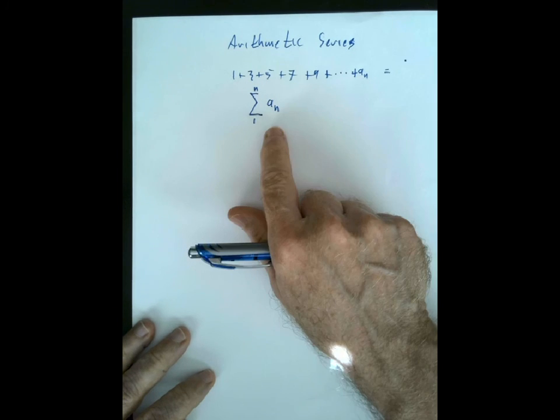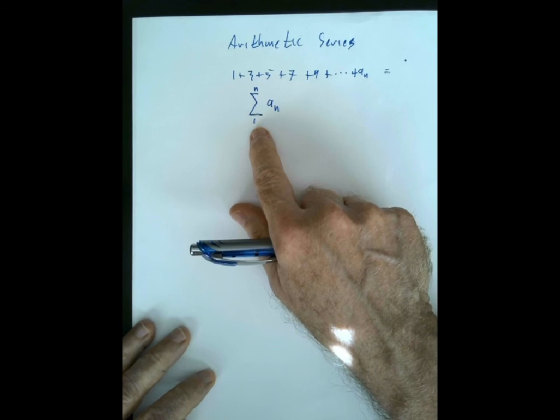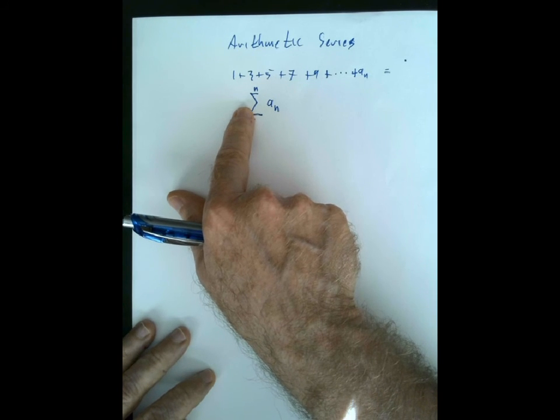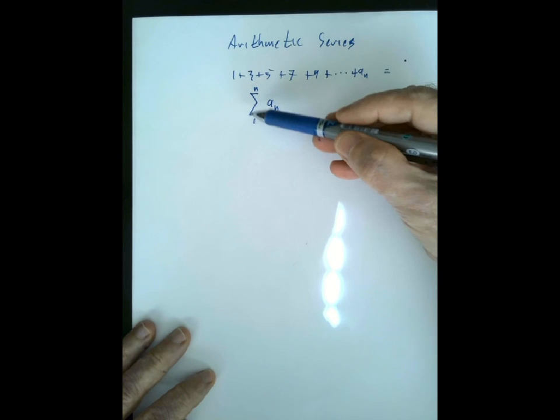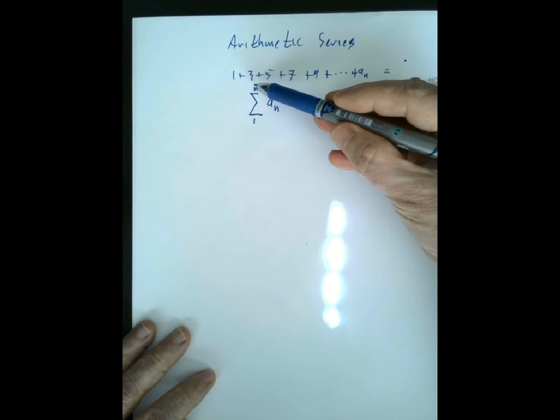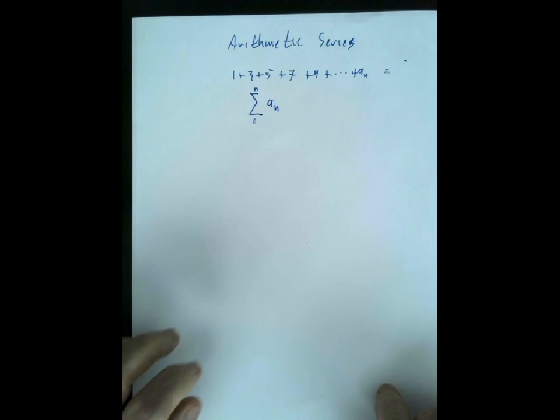Or we could write it more compactly in what we called sigma notation, where this sigma meant sum, or add together, from the first term up to the nth term of the series, and then a sub n was the formula that generated the series.